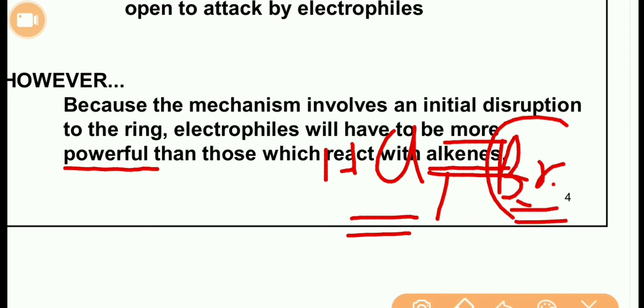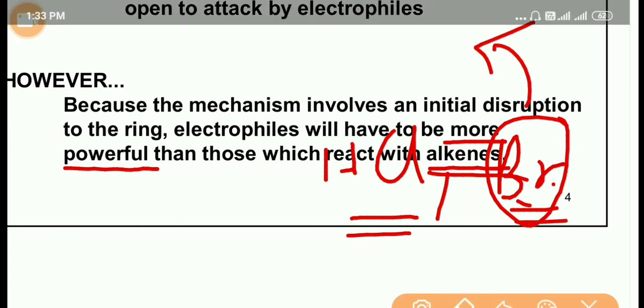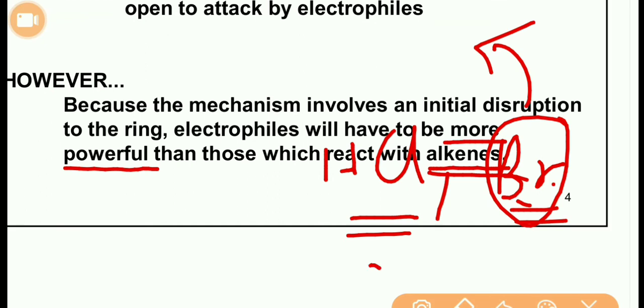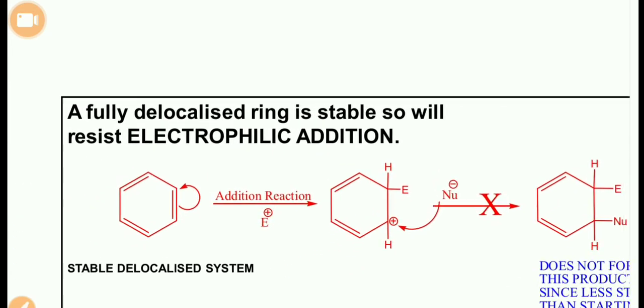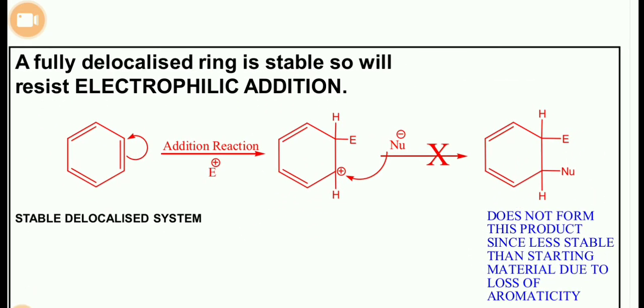So this is a very simple, what we call a weak electrophile, so it can attack on an alkene but not on benzene. You have to keep this in your mind. Okay, the next thing we understand is a fully delocalized ring.